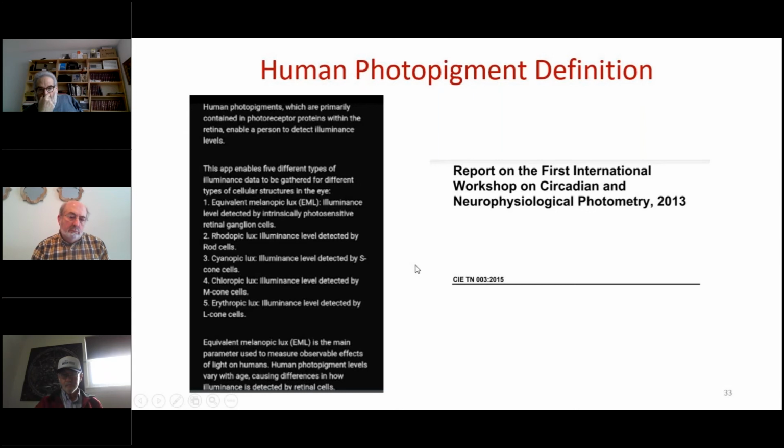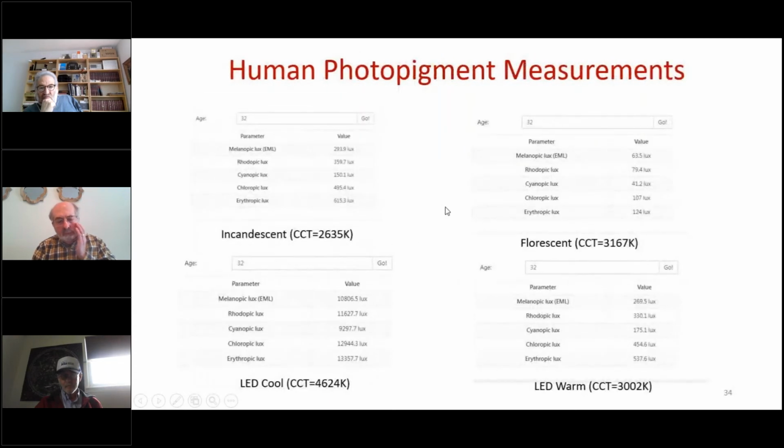So we have these human-centric measurements for each type of lux, and these are the values. Of course, when you have a very high lux value, each individual lux from each photopigment also increases. So here we had a large lux for the LED cool. Melanopic lux 10,806, and all the other ones are high compared to the other ones.